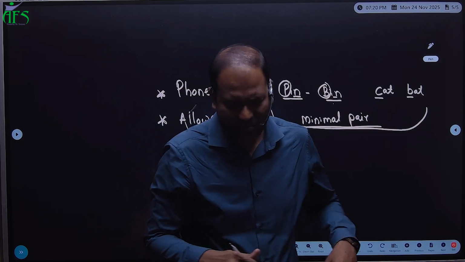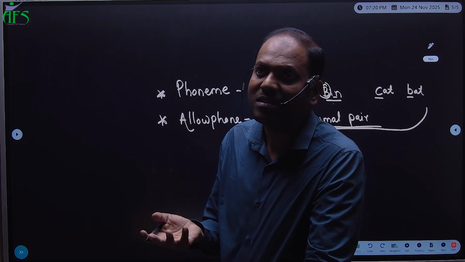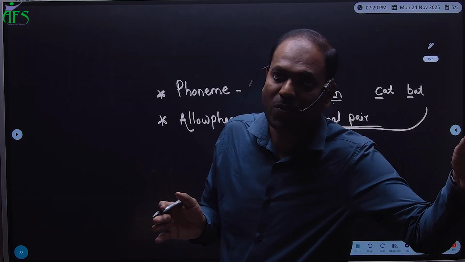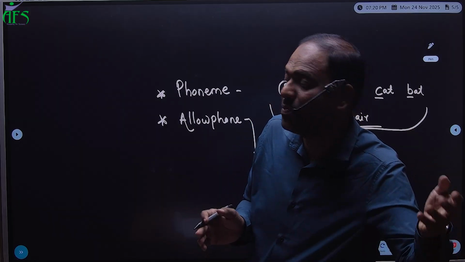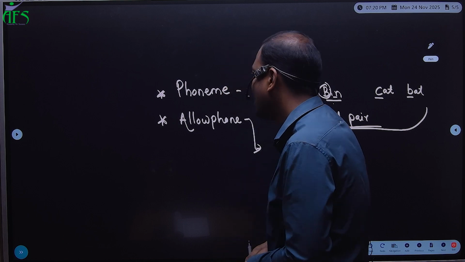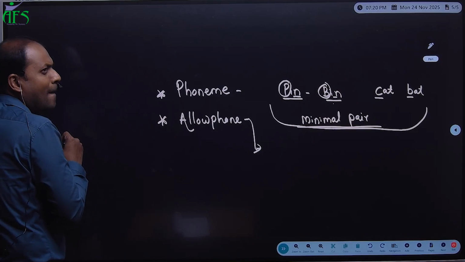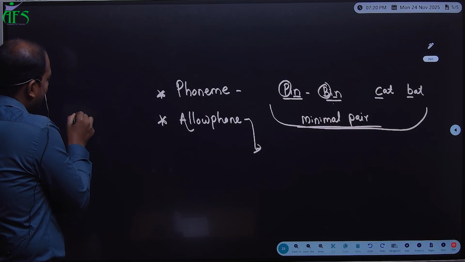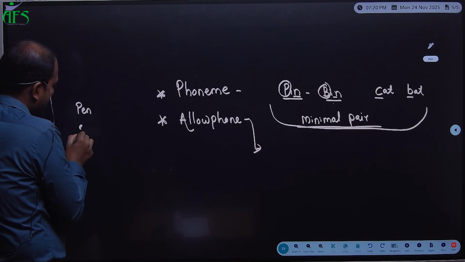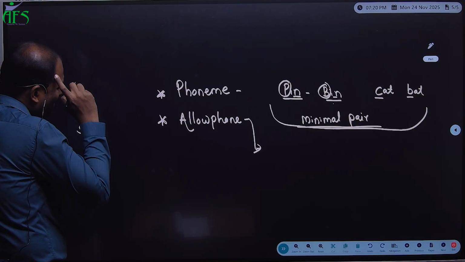What about this allophone? Allo means many, phone means sound again, right? So the same sound is uttered in a different way when it appears in different positions and situations, as per the context. I would like to write three examples, as in the words pen, spin, and skip.